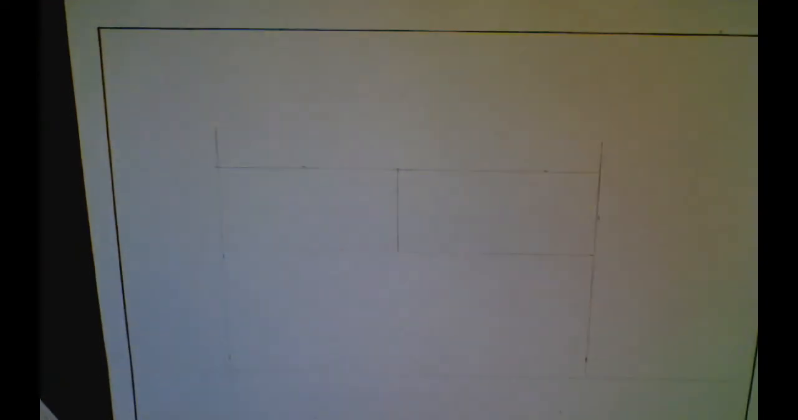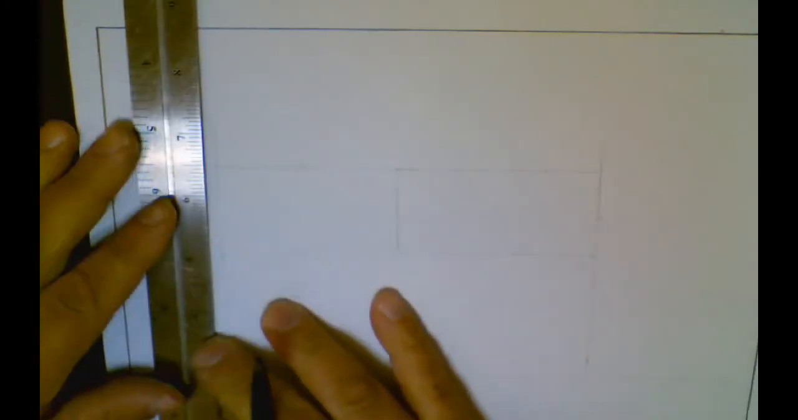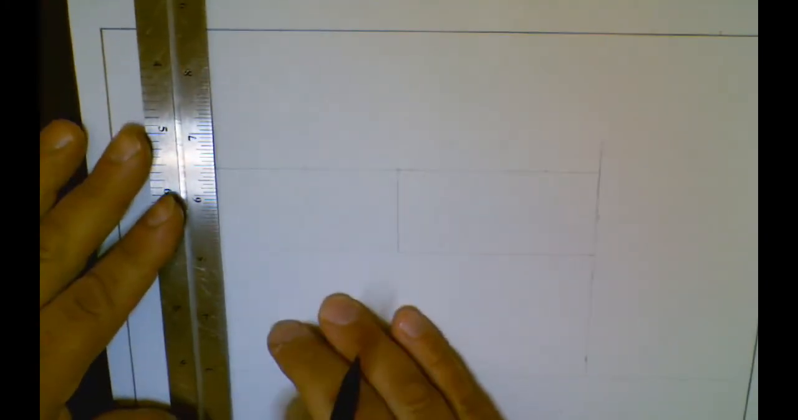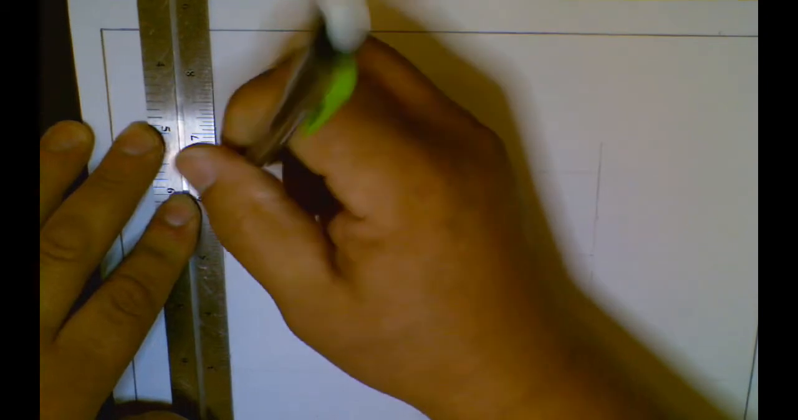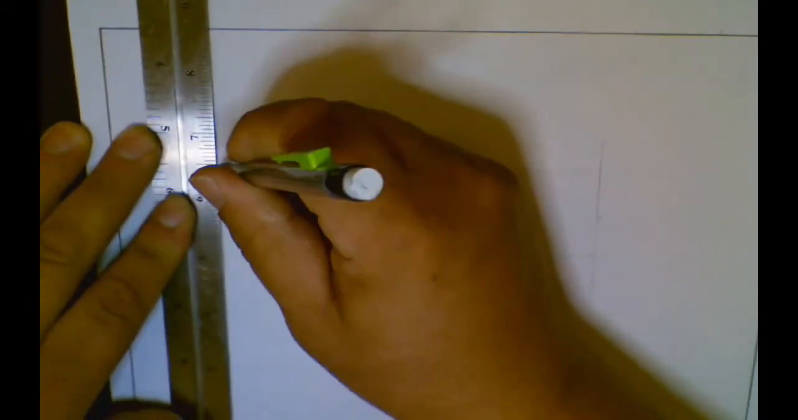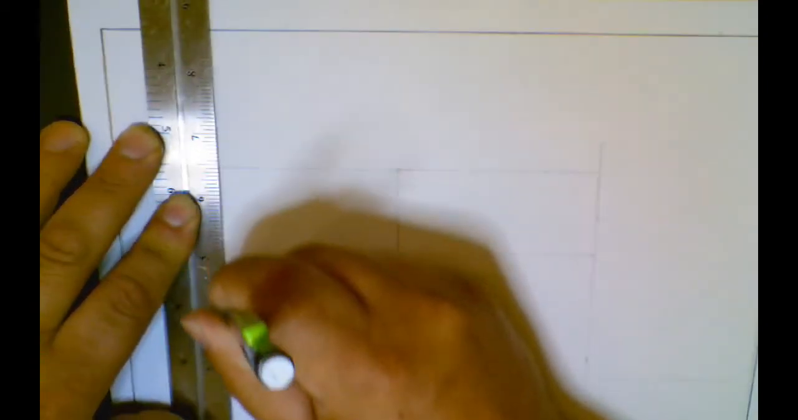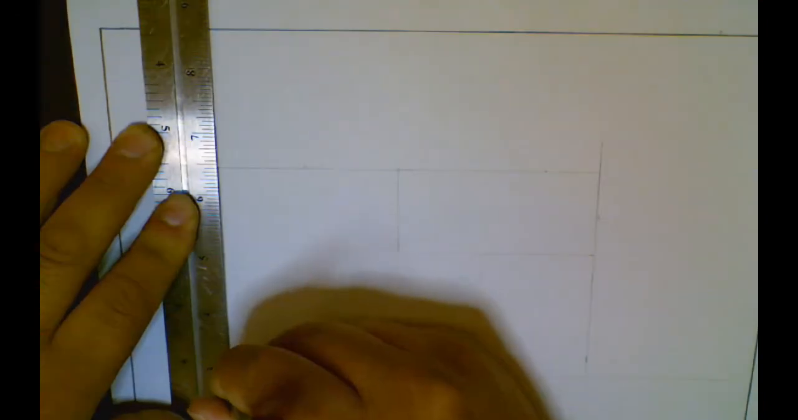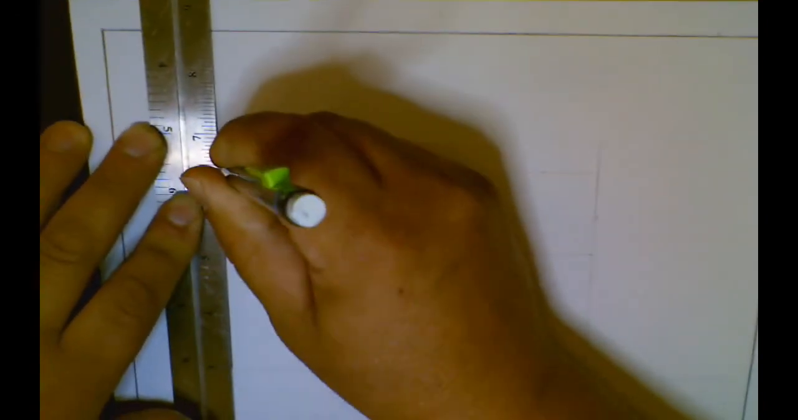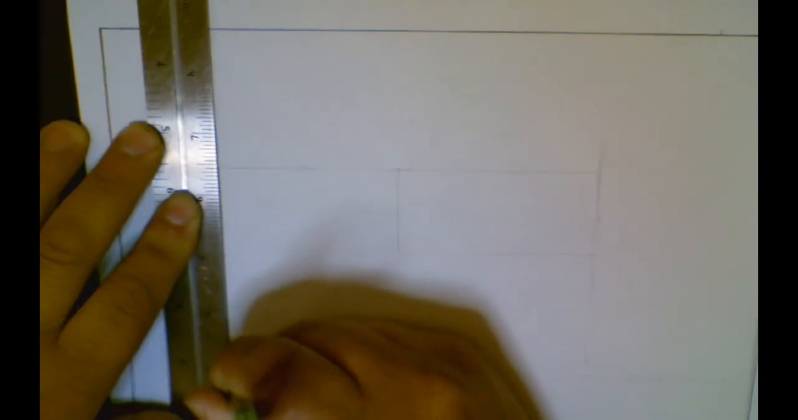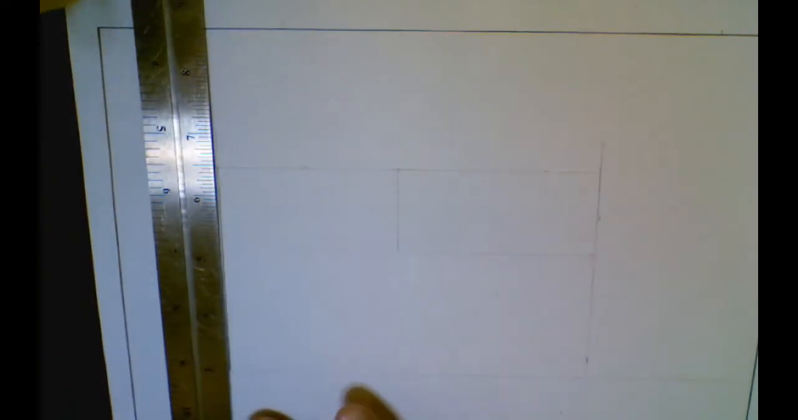So this corner is not going to be used. I'm not erasing it. I'm going to leave it. So now I'm going to convert my construction lines into dark, solid object lines. So I'm going to line up my ruler again. Darken in that construction line here on the left.